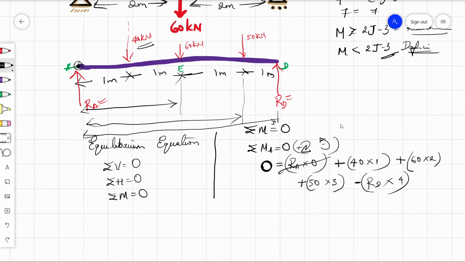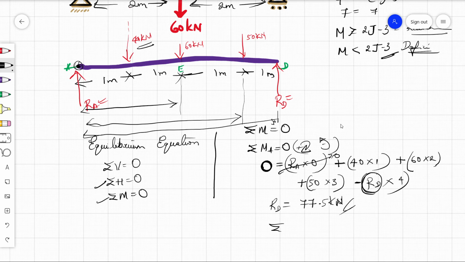So this whole term becomes 0 because it is multiplied by 0. So the only unknown over here is RD itself, nothing else. If you calculate that, you get a value of RD as 77.5 kilonewton. Do the mathematics once, though it is directly written here, try on your own. What is the second equation now? This is done. Let us go with this itself.